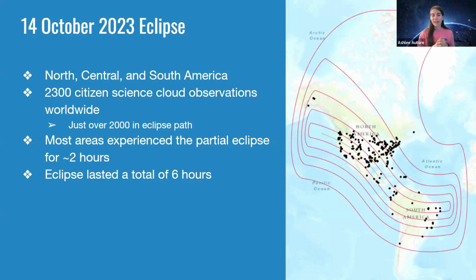And all of those black dots there are places where we received citizen science observations. So you can see we actually had a pretty good spread, and we had a lot in America, of course, but Brazil had a good amount as well.